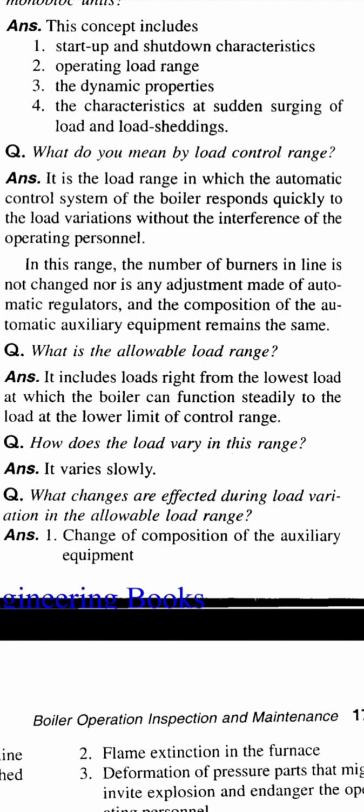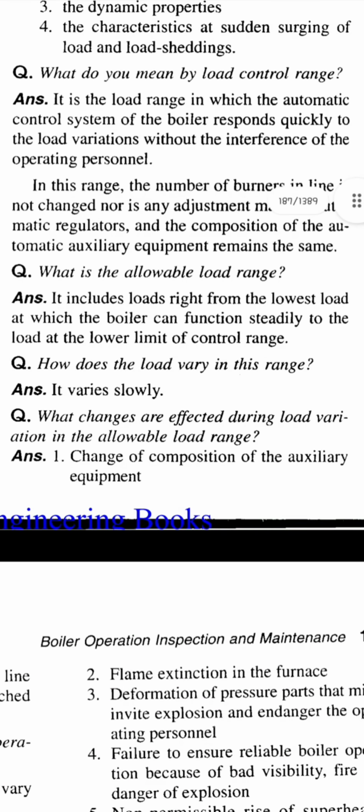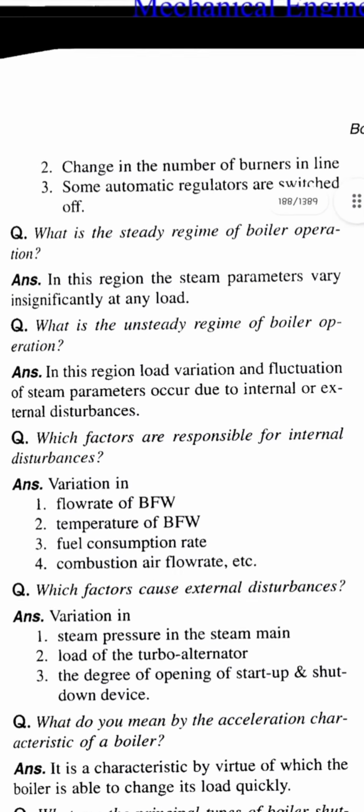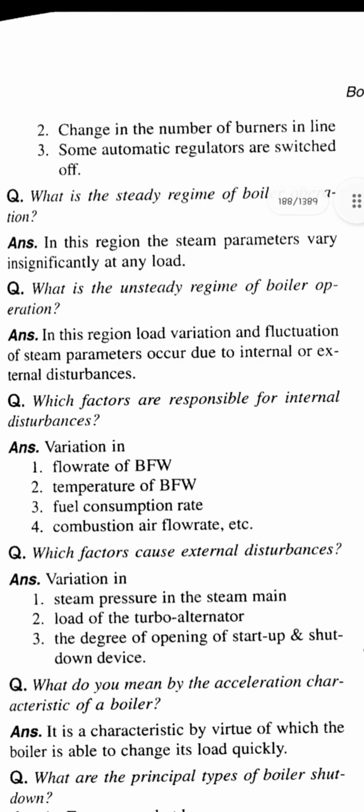Question, what is the allowable load range? Answer, it includes load right from the lowest load at which the boiler can function steadily to the load at lower limit of control range. Question, how does the load vary in this range? Answer, it varies slowly. Question, what changes are affected during load variation in this allowable load range? Answer, one, change of composition of the auxiliary equipment. Two, change in number of burners in line. Three, some automatic regulators are switched off.